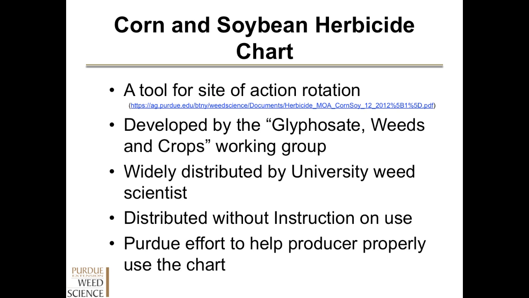These charts were widely distributed by university scientists, but a lot of times what we saw here at Purdue is that if we handed out these charts and didn't give a lot of instruction on how to use them, producers tended not to use them, because there's an overwhelming amount of information packed into this relatively small document, and it can be very complicated if it's not explained to producers how to use it effectively. So we really stressed this past year how to use this chart and get across to producers how they should be using it, and this is really just an extension of that.